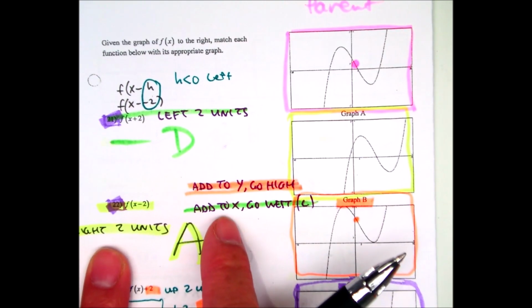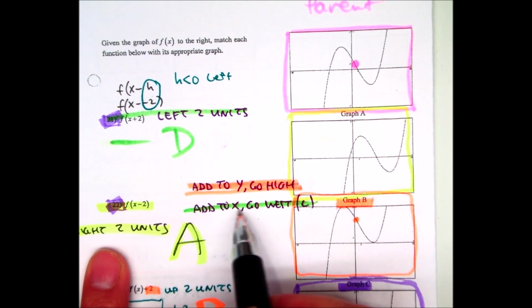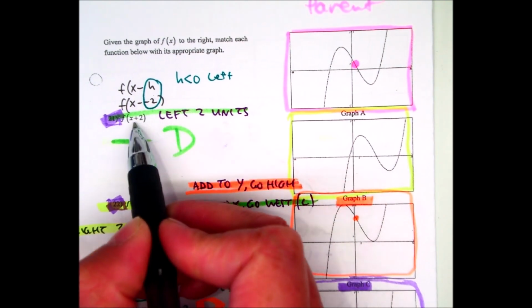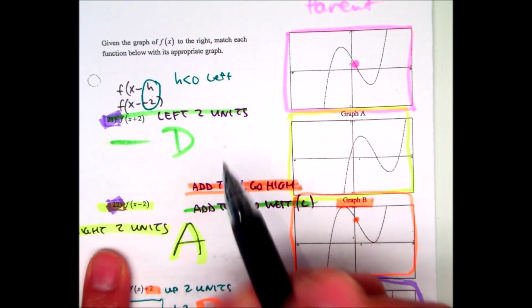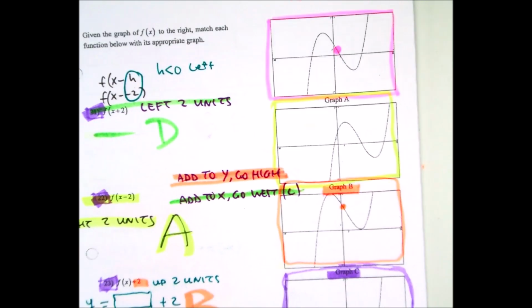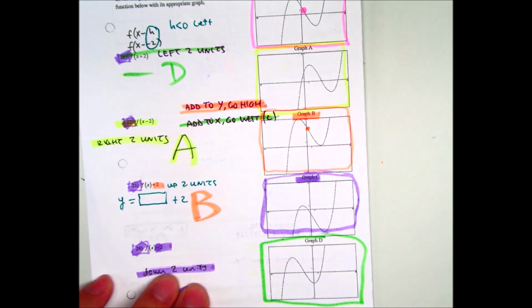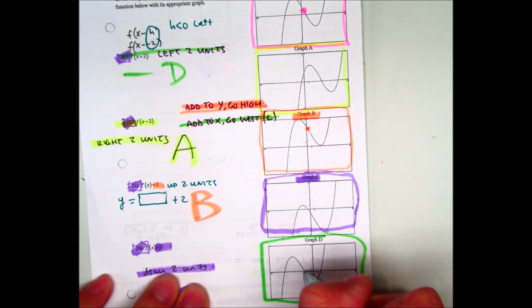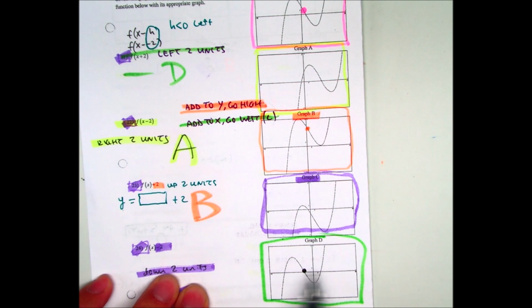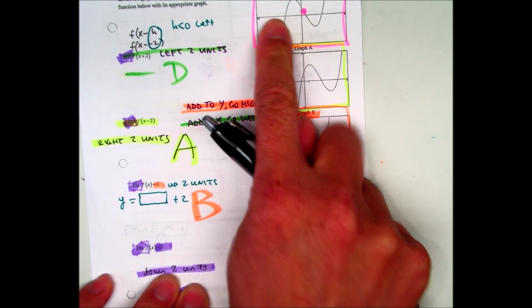This also reviews my silly phrase, add to x, go west, left. So here I'm adding to x. You're going to go left 2 units. That would be choice D. Because you'll notice that that point I kind of picked is kind of just being pushed over there. See, going from pushed over to this graph.